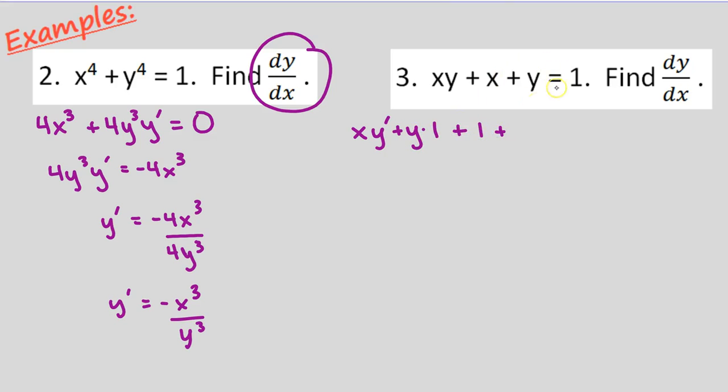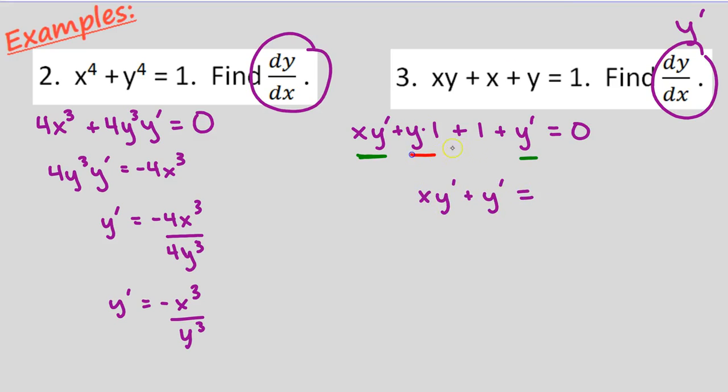And then we move on and we take the derivative of y, which is y prime, equals, and then we take the derivative of 1, which is 0. Now, to find y prime, notice that we have y prime twice. So every term that has y prime in it stays on the left, and every term that does not have y prime in it moves to the right. So negative y minus 1.